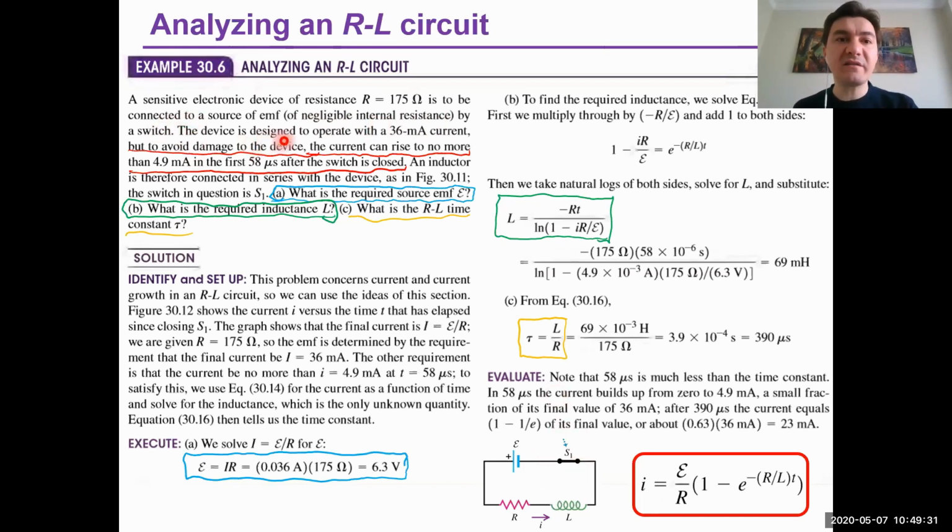The device is designed to operate with a 36 milliamp current, so the maximum current in the circuit will be 36 milliamp, but to avoid damage to the device, the current can rise to no more than 4.9 milliamp in the first 58 microseconds after the switch is closed. So let's consider that at the beginning the switch is open and there is no current here. Whenever we close the switch, there will be current here.